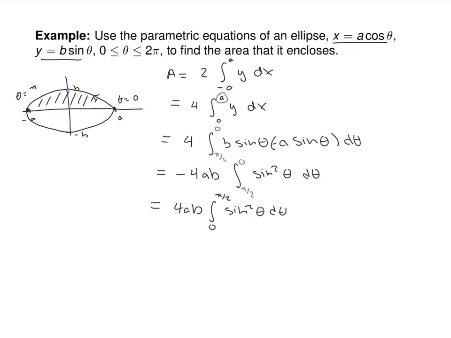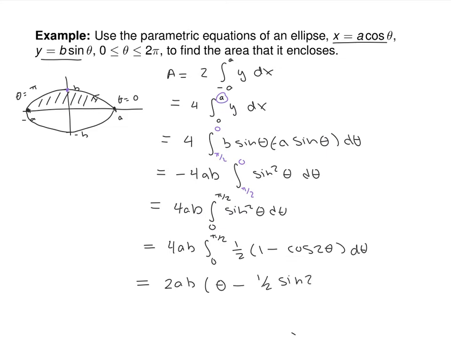Okay, now to integrate sine squared theta, you have to use your half angle identities. So we have 4ab times the integral from 0 to pi halves of 1/2 times (1 minus cosine of 2 theta) d theta. So that's the same thing as 2ab times theta minus 1/2 sine of 2 theta, evaluated from 0 to pi halves.